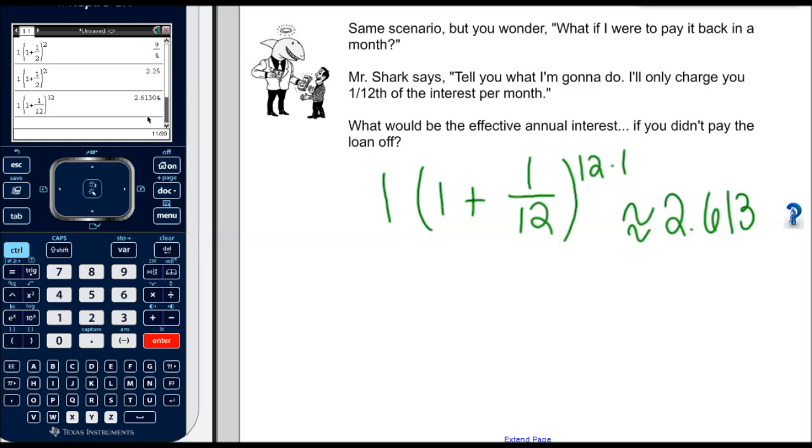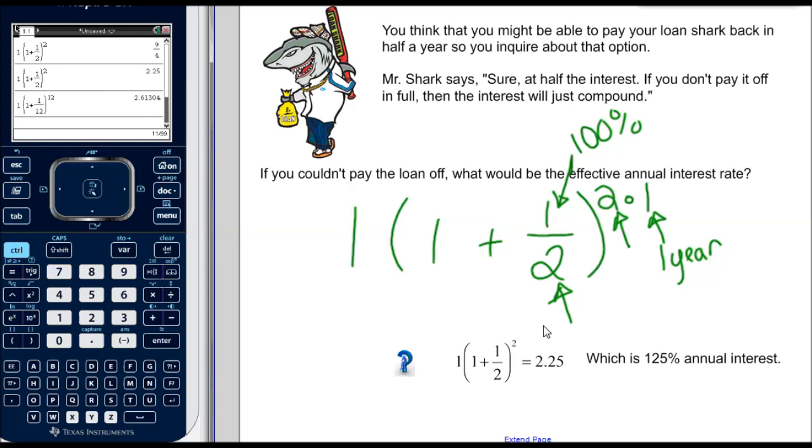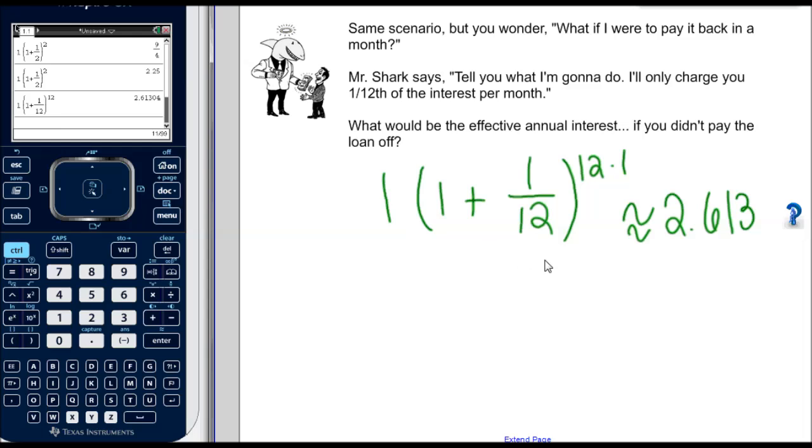Gotcha. So it's even more, isn't it? Look, if we were to try to pay off our interest halfway through the year but then couldn't, we would owe 2.25. And if we were to try and pay it off every month but couldn't, even by the end of the year, we'd owe 2.613 francs.